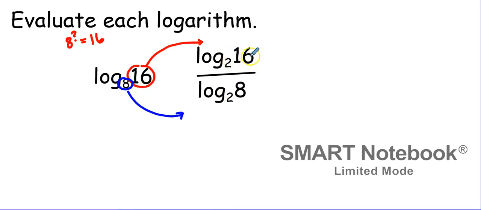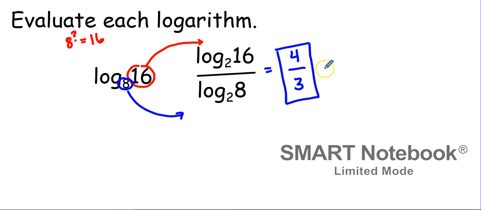So log base 2 of 16, well, 2 times 2 is 4, times 2 is 8, times 2 is 16, so that's 4. And then in the denominator, this is log base 2 of 8, so 2 times 2 is 4, times 2 is 8. That's 3 2's that we multiply together, and this is going to be my answer, 4/3. That's what log base 8 of 16 is. Or in other words, 8 to the 4/3 is equal to 16. And you can plug that into your calculator and check it if you'd like.